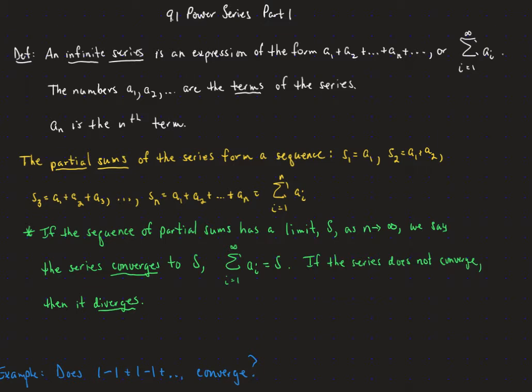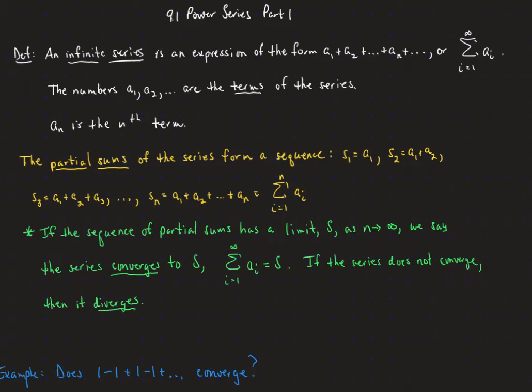Now, if the sequence of partial sums has a limit as n goes to infinity, then we say the series converges to that sum s. We can write that in summation notation as the sum from i equals 1 to infinity of a sub i equals s. If the series does not converge, then it diverges. So it's an either-or distinction. A series is going to either converge or diverge.